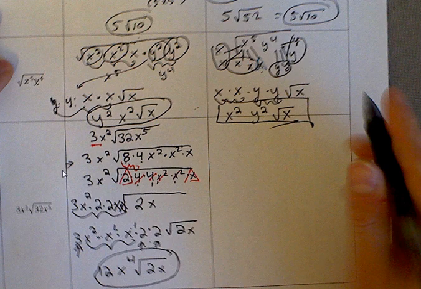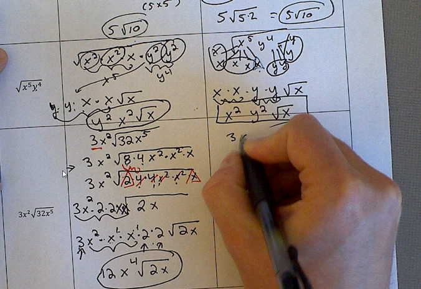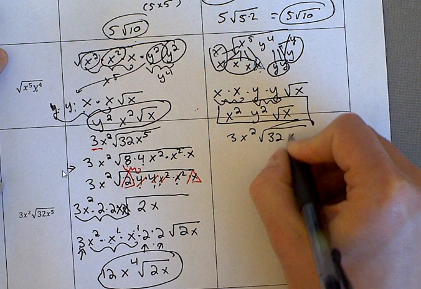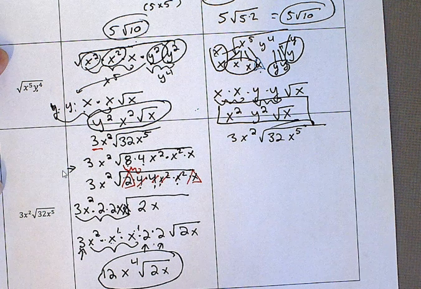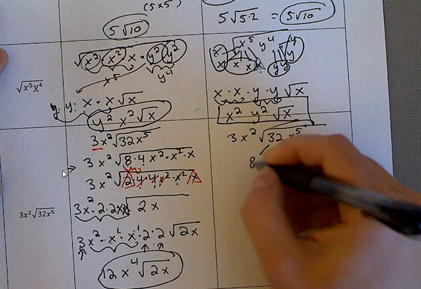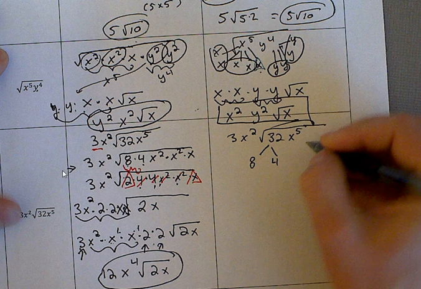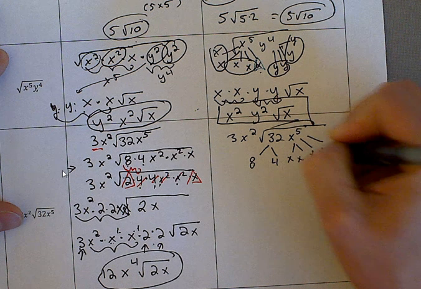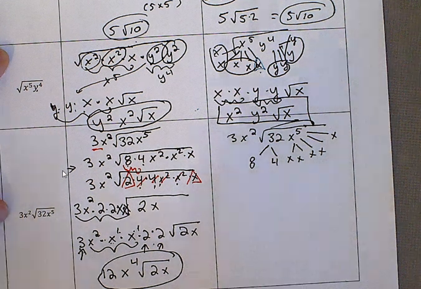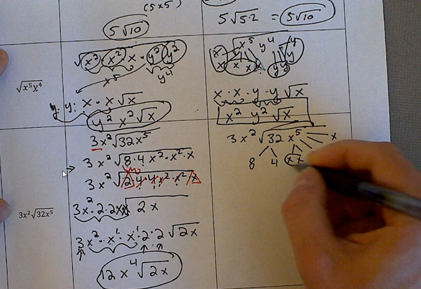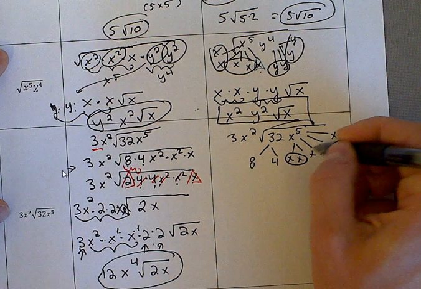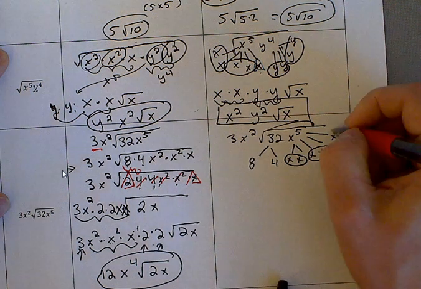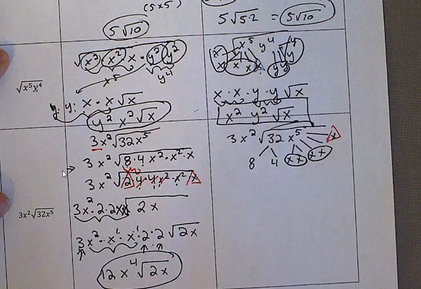Similar idea, let's just do it with the factor tree. So we start with 3x squared, square root of 32 x to the fifth. Let's break down the 32 into 8 and 4. And then the x to the fifth is x times x times x times x times x. And of course we know that each pair of x's is going to come outside the square root and combine. And then you have this x, which is going to end up staying in because that doesn't have a pair.